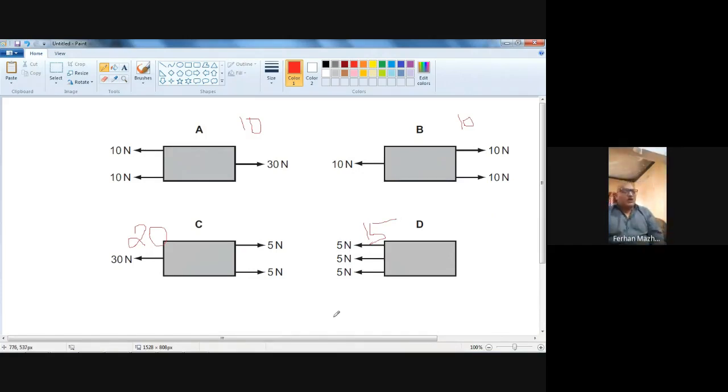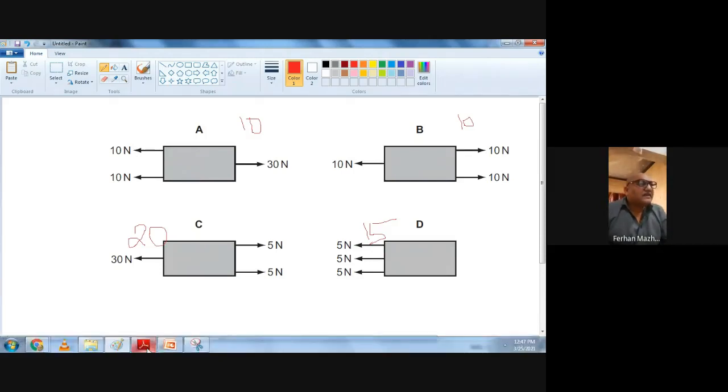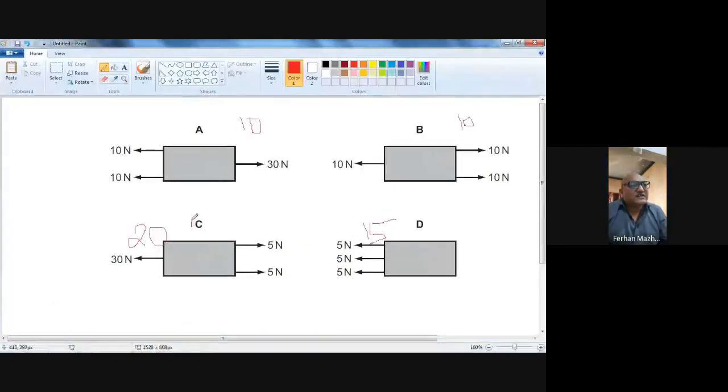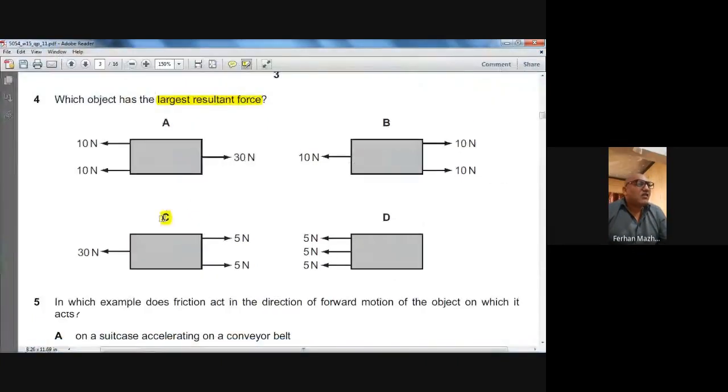So the question was, what is the largest resultant force. So the largest resultant force, I think you can see, is the C choice. C is the right choice, sir. It has the largest resultant.